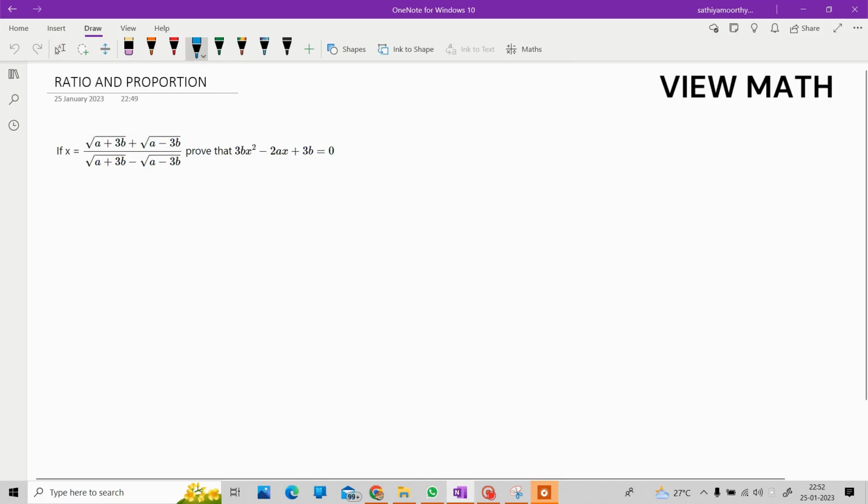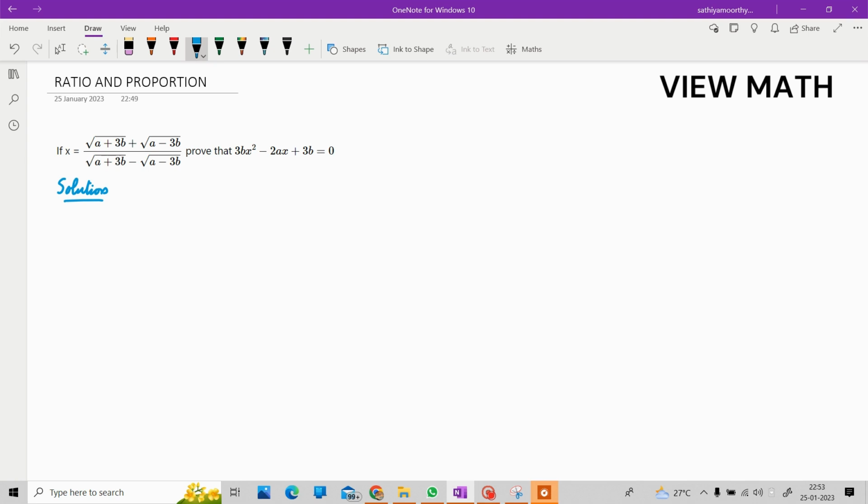Next problem. If x is equal to square root of a plus 3b plus square root of a minus 3b, by square root of a plus 3b minus square root of a minus 3b, prove that 3bx square minus 2ax plus 3b equal to 0. So now we have to prove 3bx square minus 2ax plus 3b equal to 0.